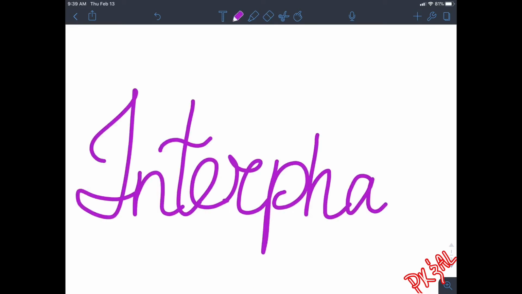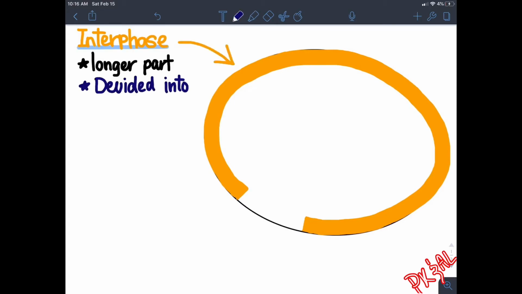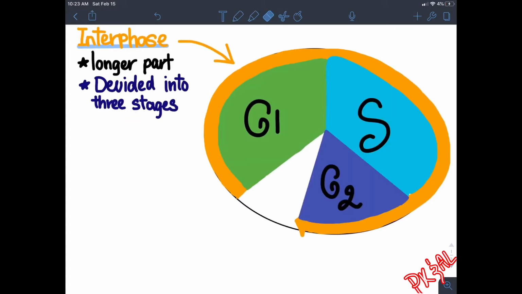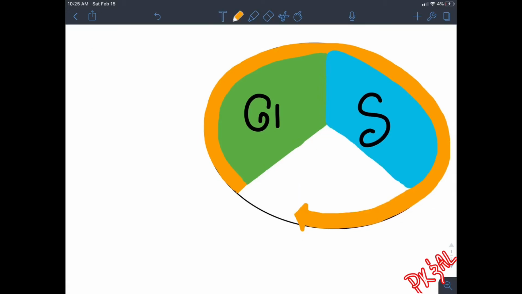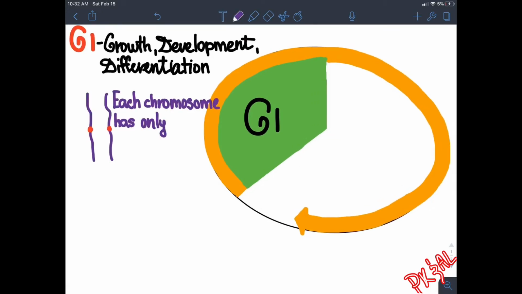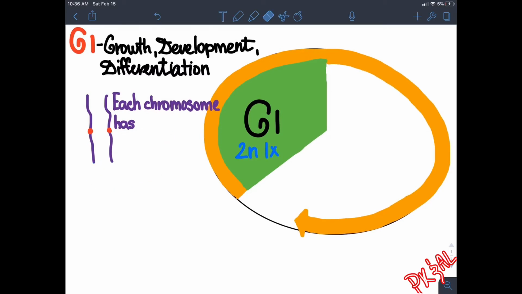Interphase. Interphase is the longest part of the cell cycle and is divided into three major sections: G1, synthesis, and G2. G1 is responsible for the growth, development, and differentiation of the cell. Each chromosome only has one chromatid, and G1 is 2N, 1X.